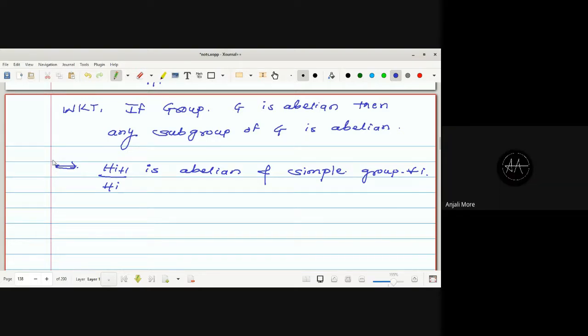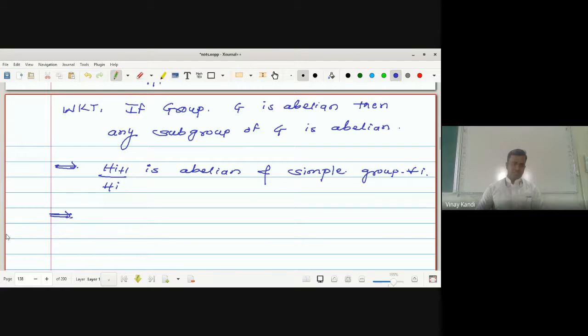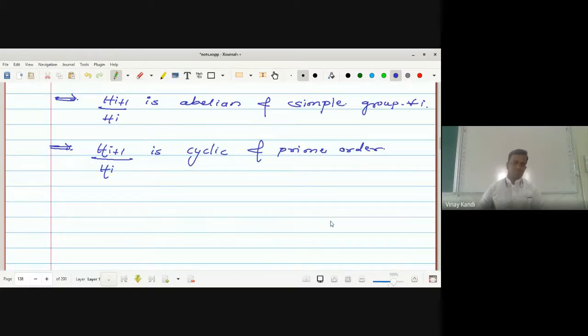No, sir. Okay, so this implies Hi plus 1 upon Hi is cyclic and of prime order. If Hi plus 1 upon Hi is abelian and simple, then Hi plus 1 upon Hi is a cyclic group and is of prime order. Okay, you know that. What is the Lagrange's theorem?